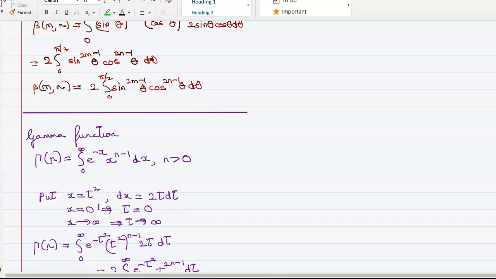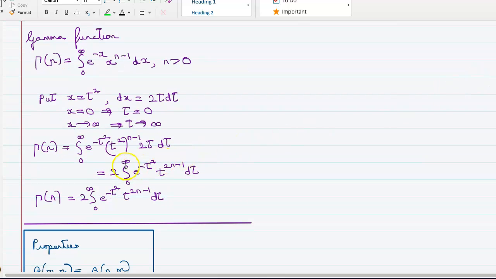So if I put x equal to t squared, dx is 2t dt. When x is 0, t is 0. When x tends to infinity, t tends to infinity. So this is integral 0 to infinity e raised to minus t squared, t squared raised to n minus 1, 2t dt. That will be twice integral 0 to infinity e raised to minus t squared, t raised to 2n minus 2 plus 1, which gives you 2n minus 1, dt. So this is another way of writing the gamma function, twice integral 0 to infinity e raised to minus t squared t raised to 2n minus 1 dt.